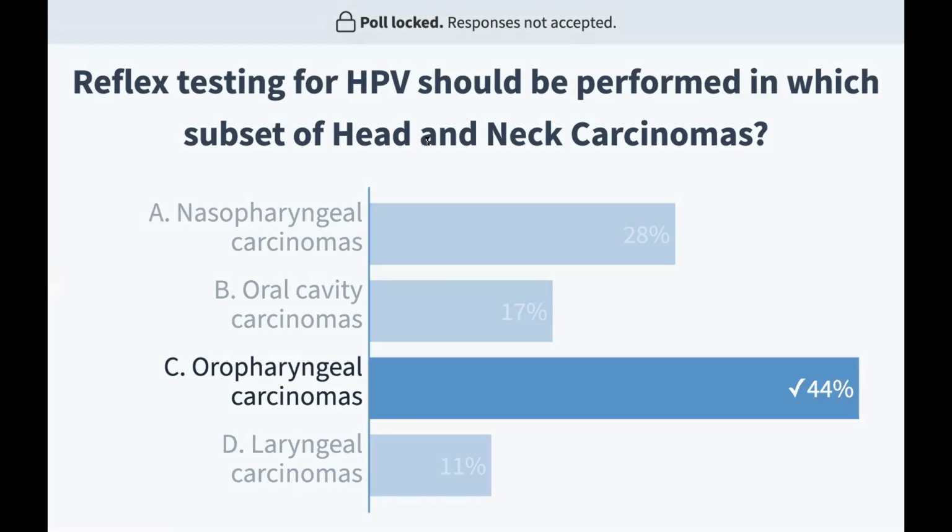Okay, so reflex testing should be performed in oropharyngeal carcinomas.